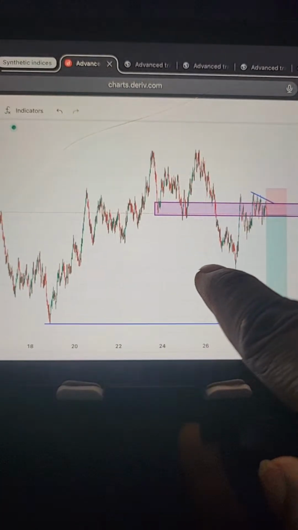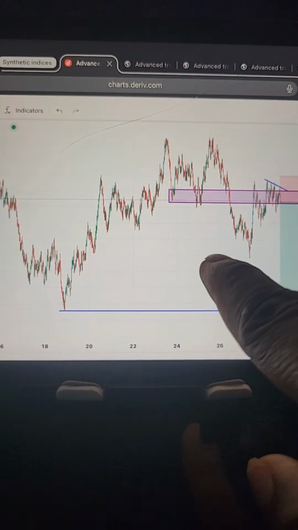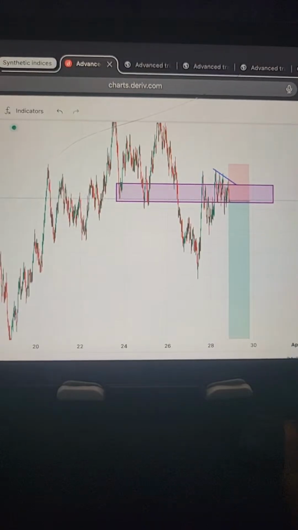So this trade looks good. This asset looks good. But I'm not going to enter this trade, because I'm already on a trade, guys.